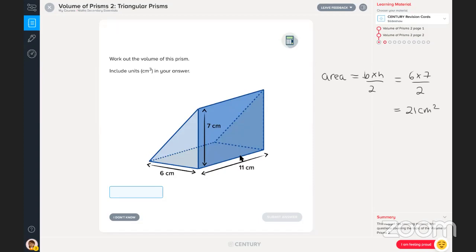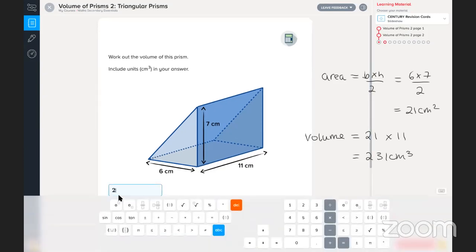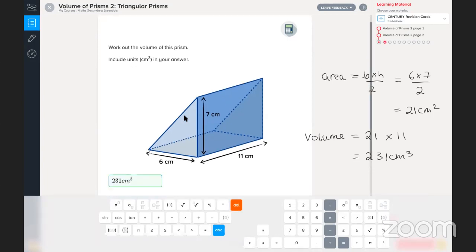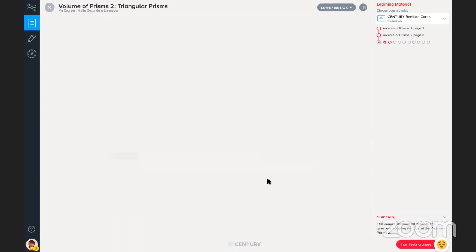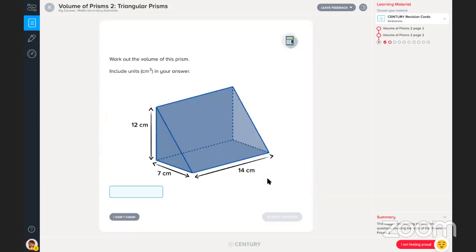Then the volume will be that area, 21, multiplied by this length here, 11. And that gives me an answer of 231 centimeters cubed. Right, let's type that in. Okay, great. So our first answer is correct. So let's try another one.